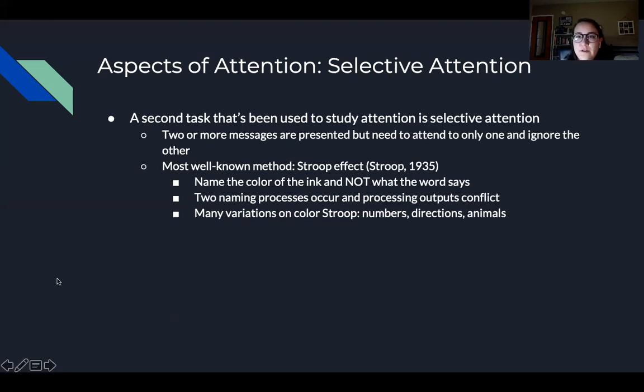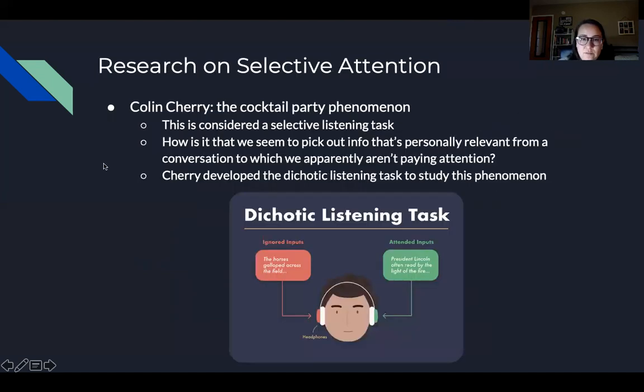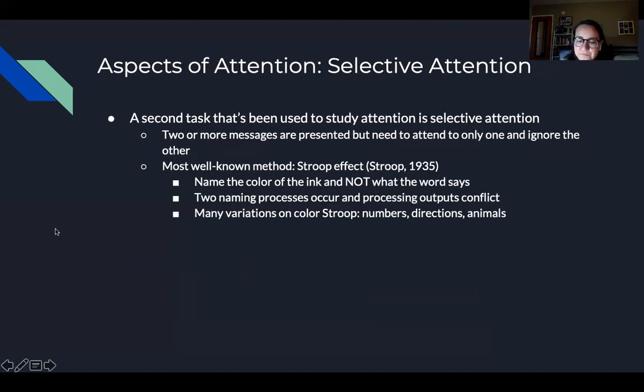So another aspect of attention that has been studied is what is called selective attention. And so selective attention occurs when two or more messages are presented, and the person tries to only attend to one of them while ignoring the others. And so the study of selective attention probably has a longer history than that of divided attention, although, again, divided and selective attention are both of interest to psychologists.